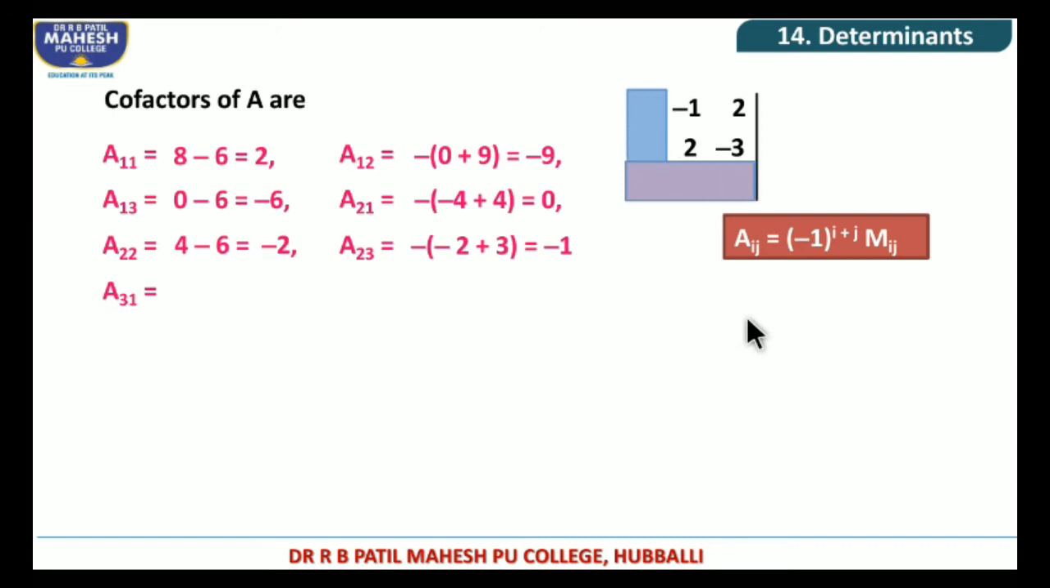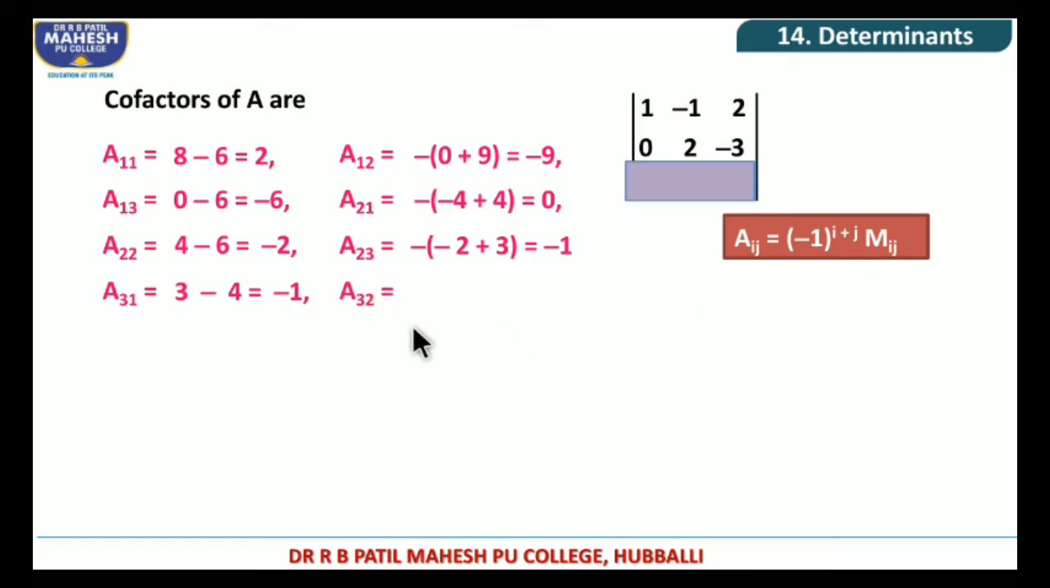Next A31, the cofactor of this element here, and we have to delete the third row and first column. Then we have the sign plus here, so after that we have to multiply. Here minus 1 into minus 3 is 3, minus 2 into 2 is 4, so 3 minus 4 is minus 1, therefore plus into the bracket of minus 1 is minus 1.